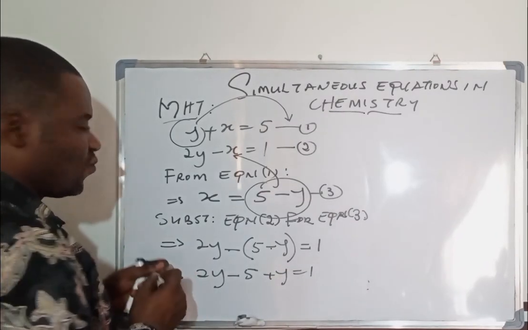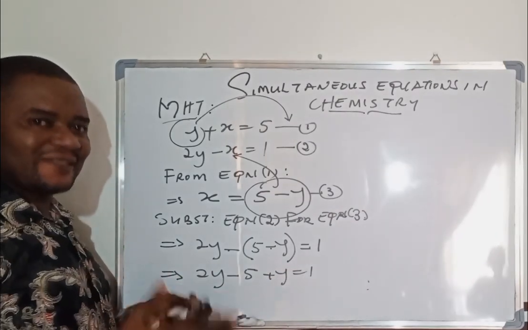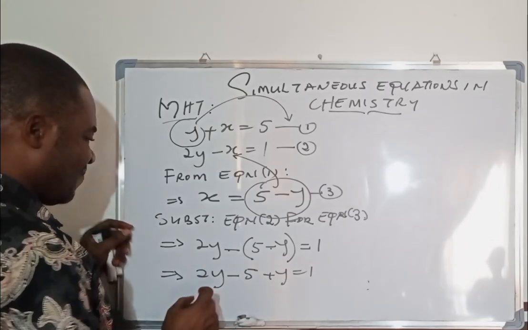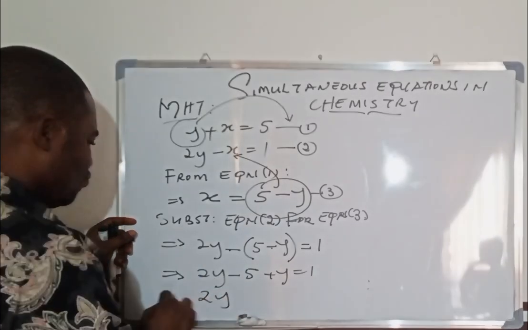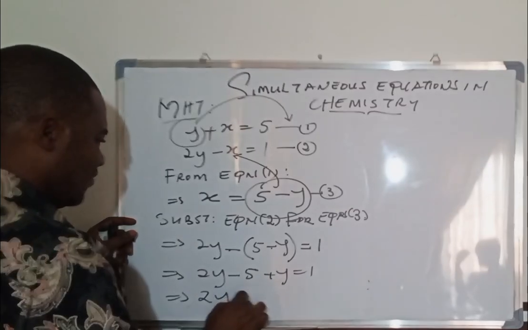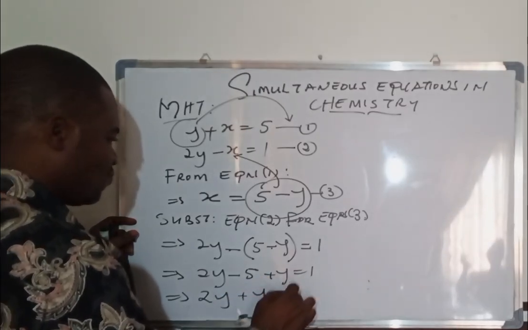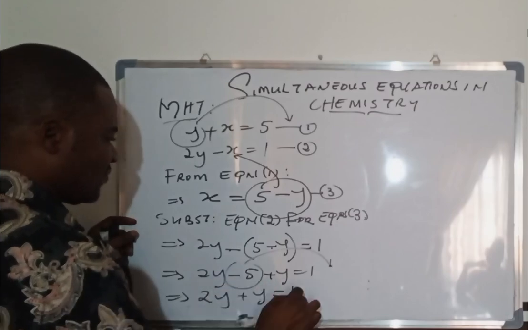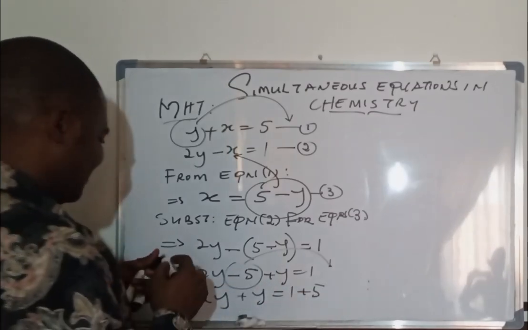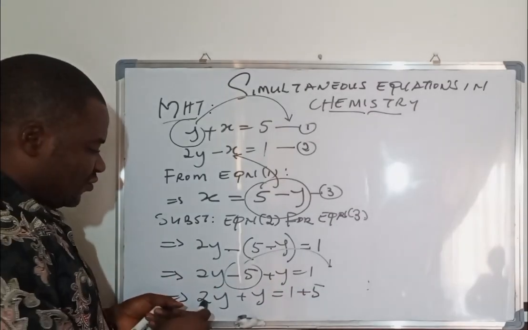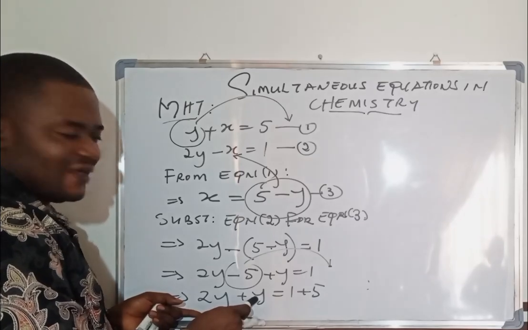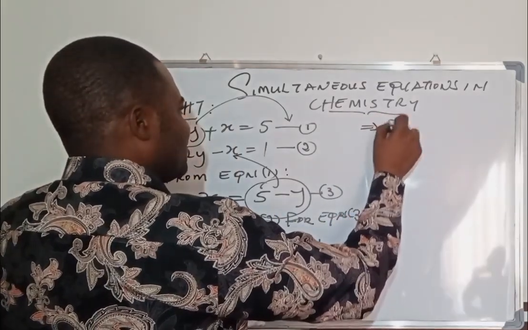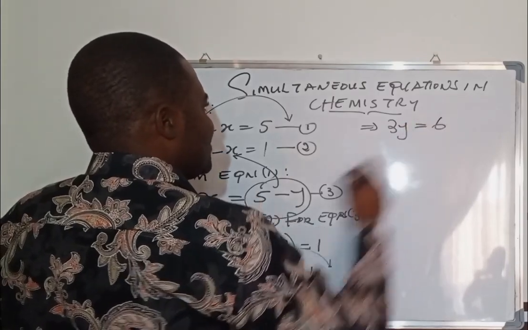At this point, we collect like terms. To collect like terms here, we have 2y plus y equals 1. Take the 5 to this side, and the sign changes to plus 5. So we can solve. 2y plus y is 3y, and 1 plus 5 is 6. So we have 3y equals 6.